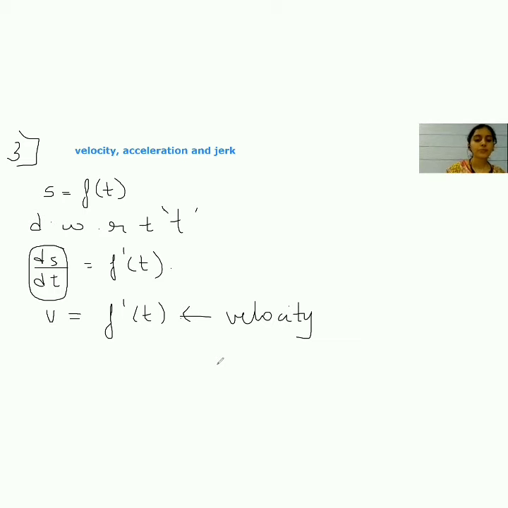Now, this is velocity. Then how do we calculate speed? Speed is a scalar, right? So speed will be the absolute value of this derivative. So speed is equal to the absolute value of this derivative that we have found out. So the first derivative of the displacement function is velocity.